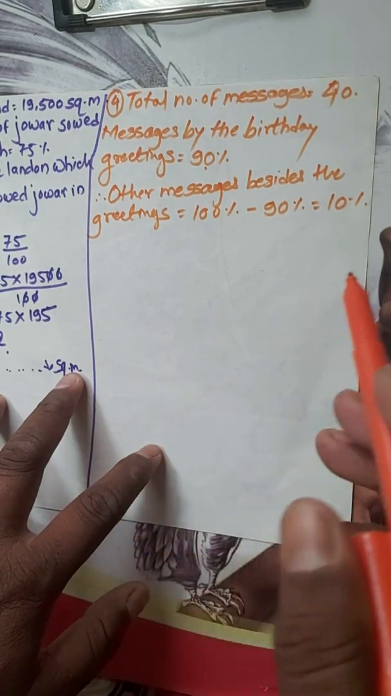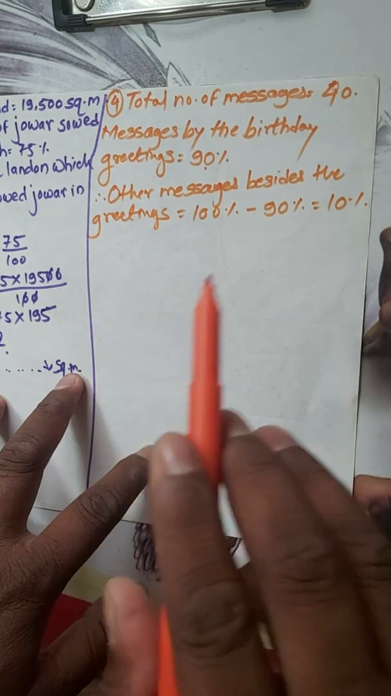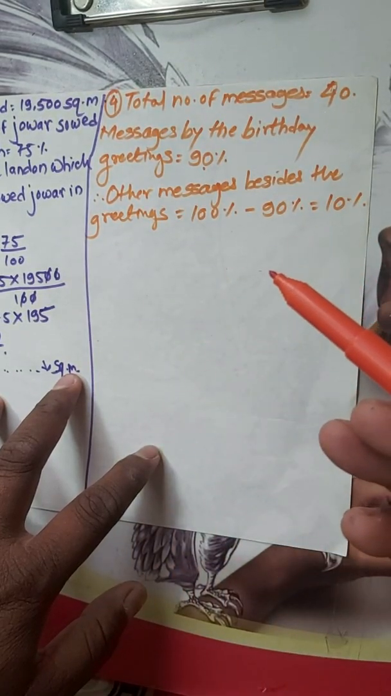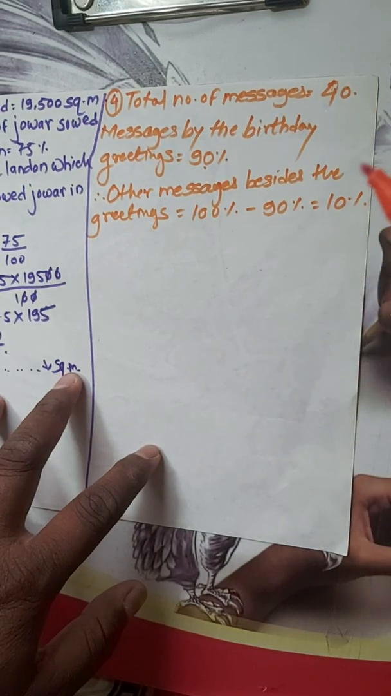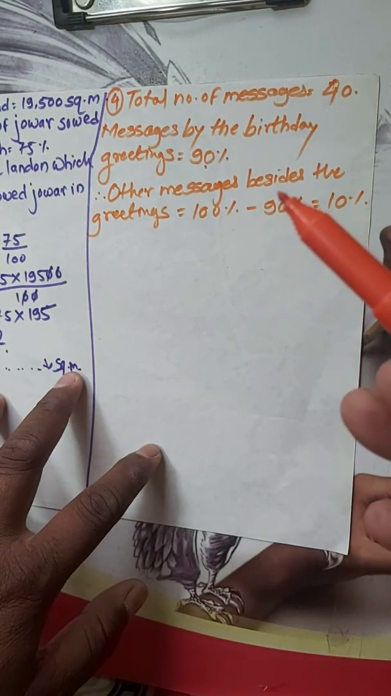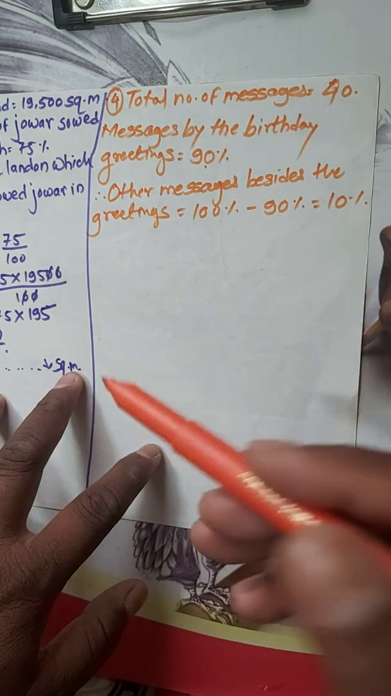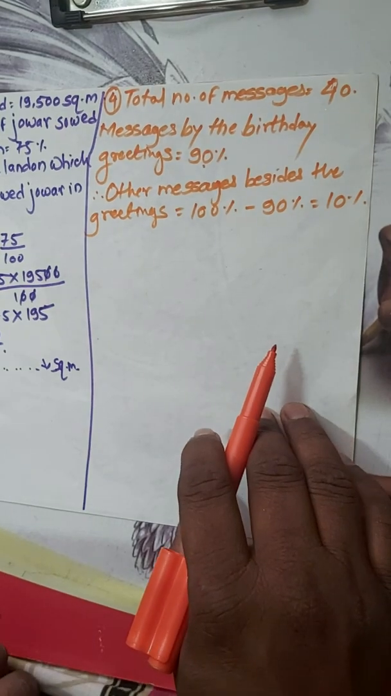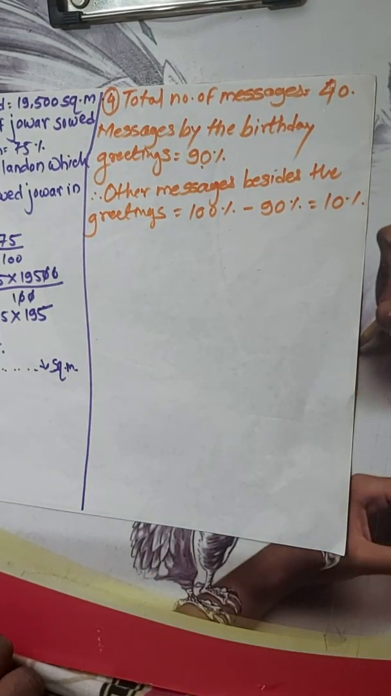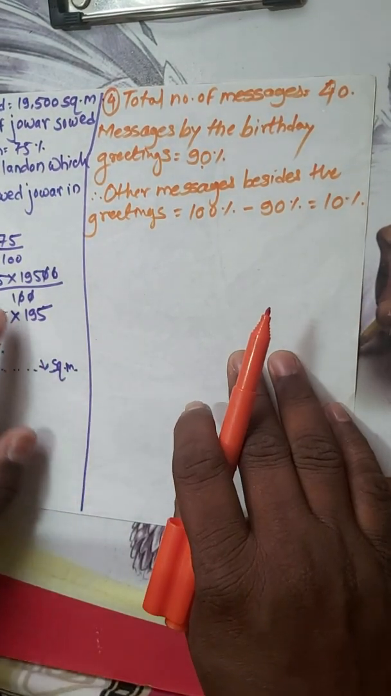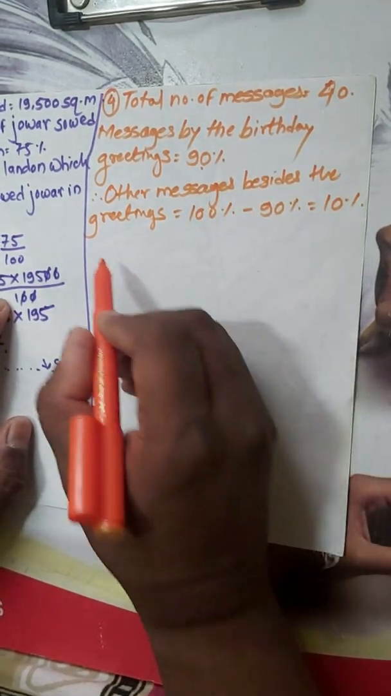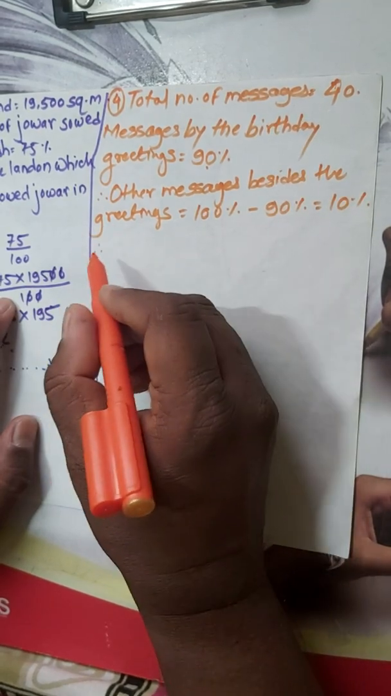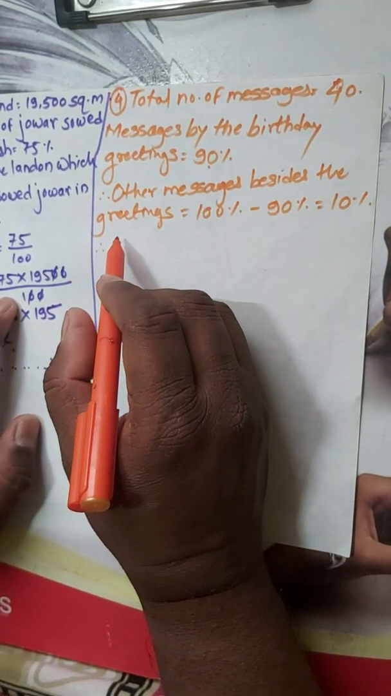Now here we have to find the quantity. Percentage is given. How many birthday messages are there, and how many besides the greetings, means other messages. So first we will find the other messages. Therefore they ask only the other messages, so we will find out the other messages.